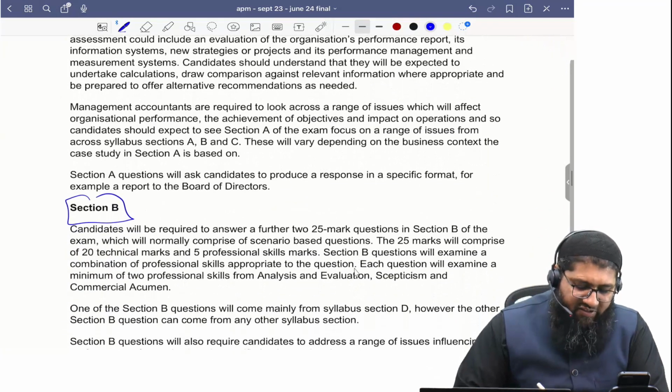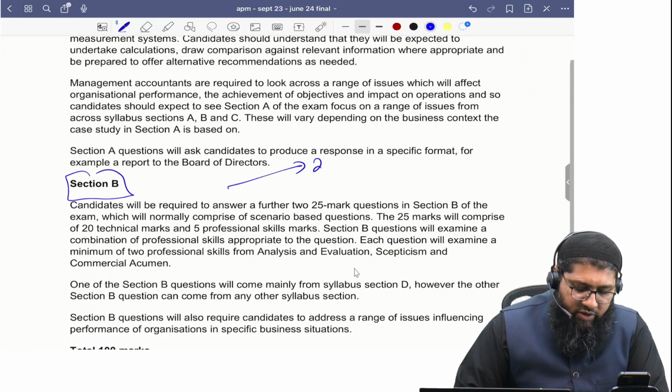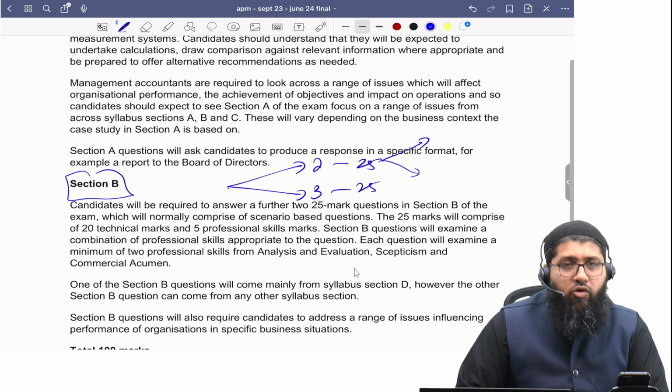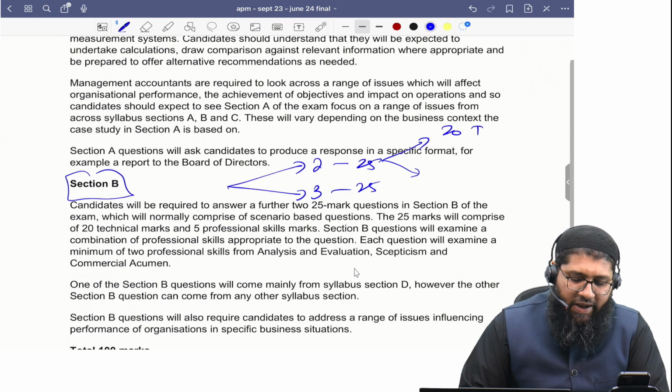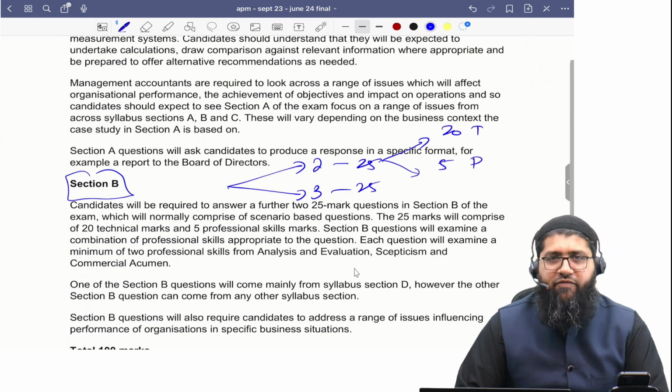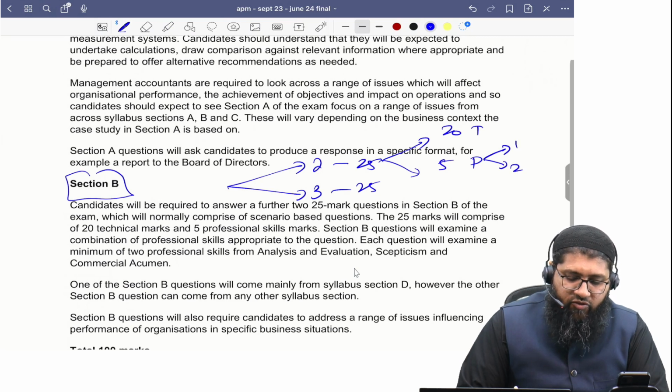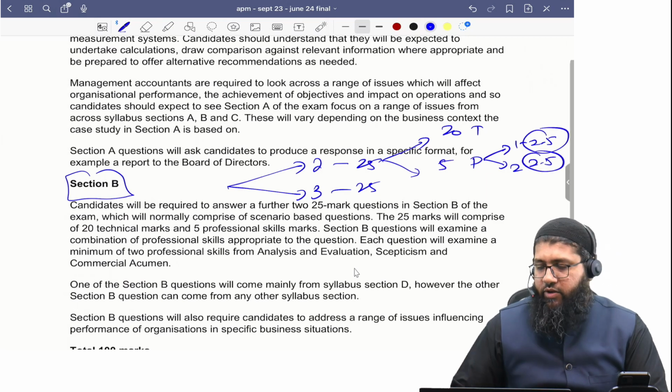And then you have got section B, where you have got question 2 and question 3. Each question is of 25 marks. Of the 25 marks, you have got 20 marks which is technical, you've got 5 marks which is professional. And out of those professional marks, you would be tested on 2 professional areas, each of them 2.5 marks. That's what it is actually going to be.